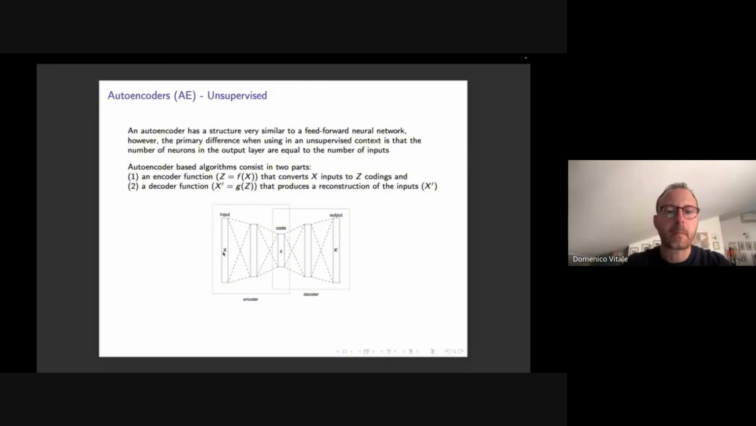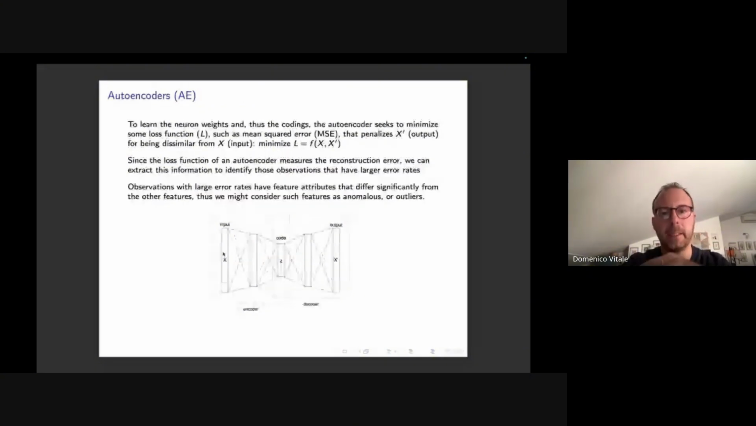So, to learn the neuron weights and thus to produce the z codings, the autoencoder first seeks to minimize some loss function, such as the mean square error, that penalizes the distance between the output x prime and the input x, the data input x.